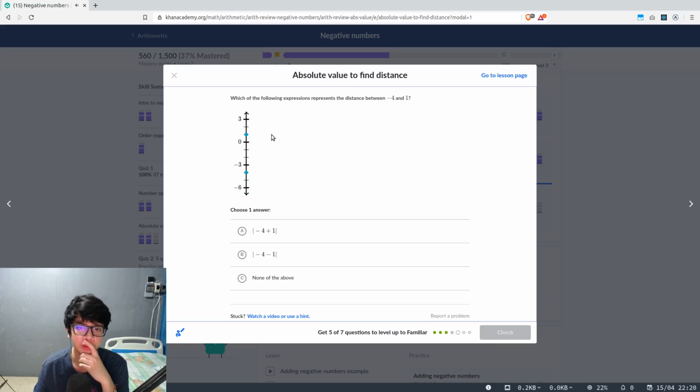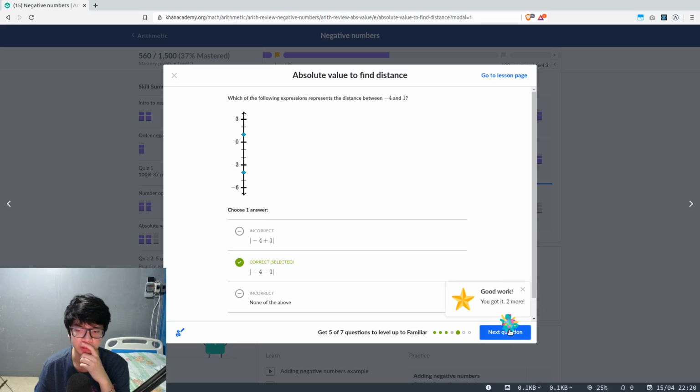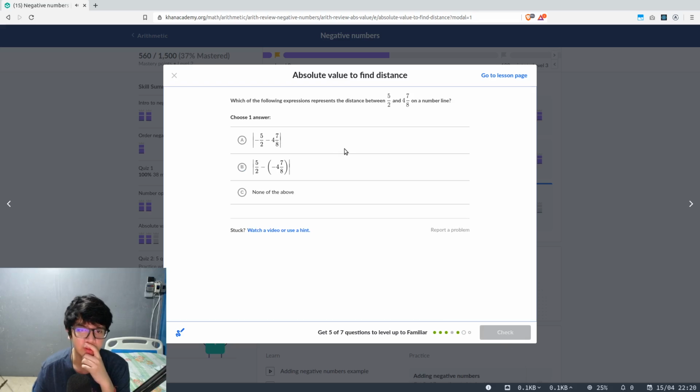Which of the following expressions represents the distance between negative 4 and 1? So negative 4 is 1. Okay, above. No, it's actually negative. Which of the following expressions represents the distance between 5.5 and 478 on a number line? Okay, so this. No, it's none of the above.